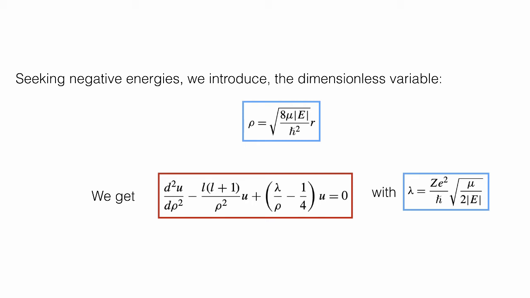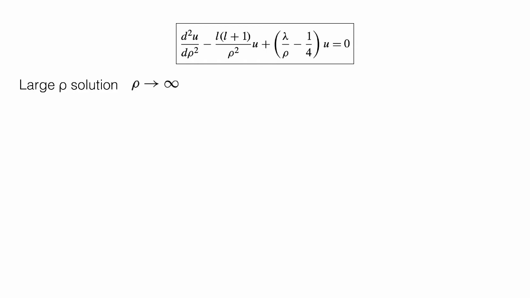You see we have rearranged everything. We have a second derivative, 1 over rho squared and 1 over rho terms, and an independent component, and we are going to solve this now. First of all, we are going to look at very long distances.